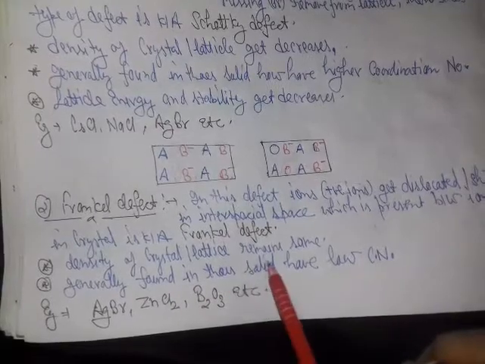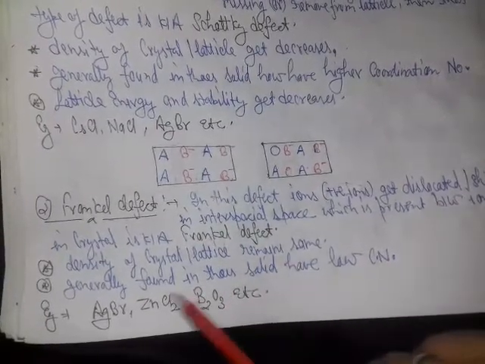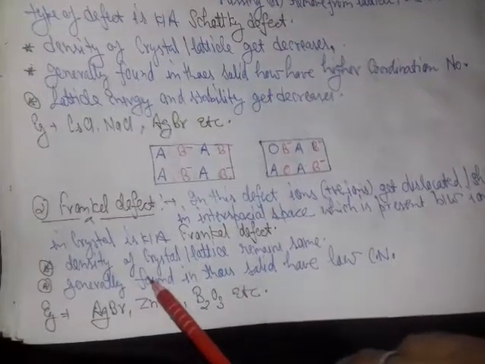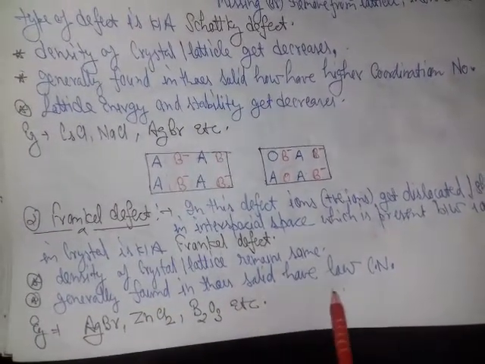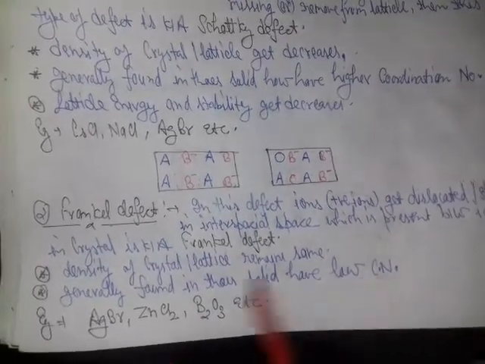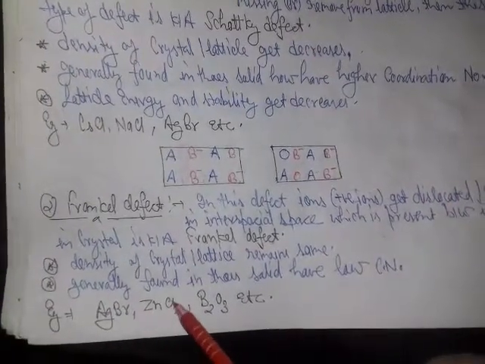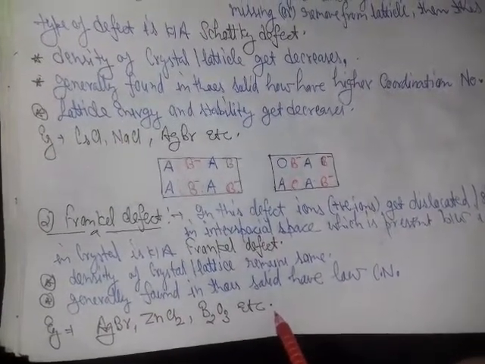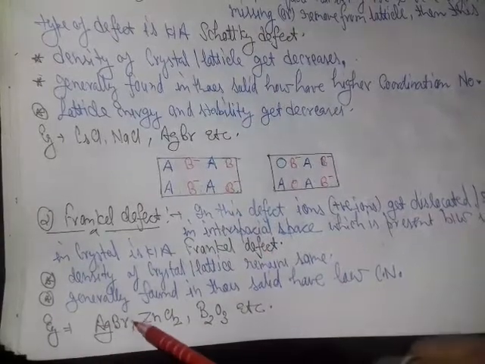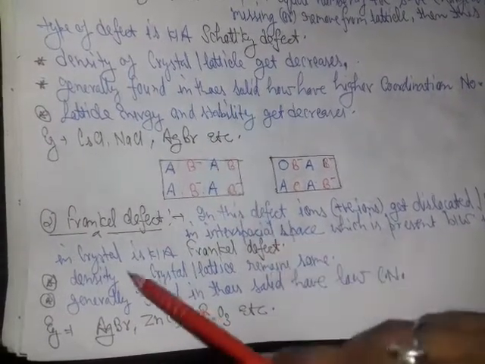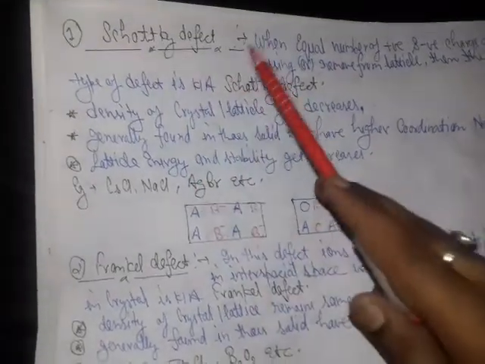The density of the crystal or lattice remains the same because there is no removal of positive or negative ions, and it is generally found in those solids whose coordination number is low, like coordination number 4 type. Examples: silver bromide, zinc chloride, boric oxide, etc. You have noticed that silver bromide is common in both. That means the silver bromide crystal has both types of defect, that is Schottky defect as well as Frenkel defect.